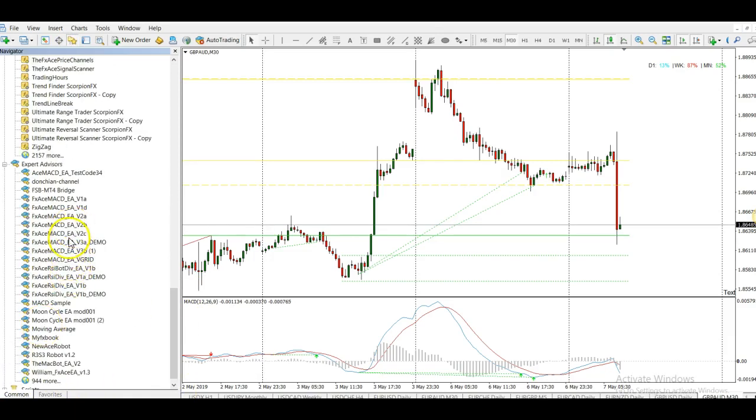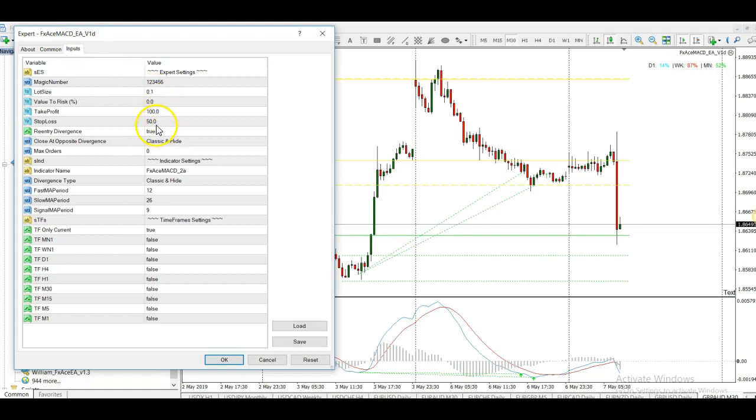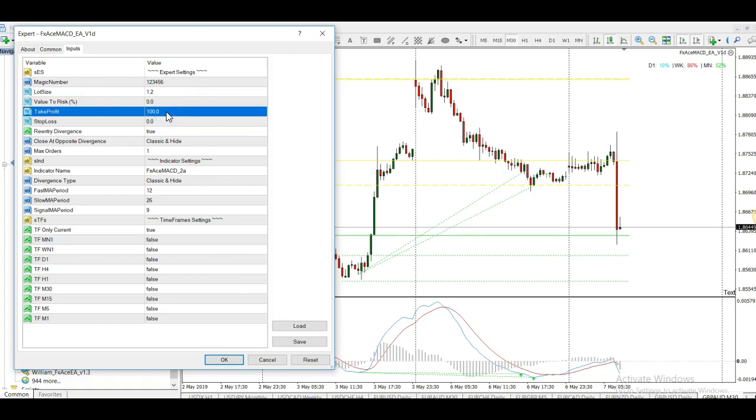Okay, so expert advisors, MacBot EA, we're going to look long, allow live trading inputs. Stopping this will be the close it opposite divergence. Max order is 1, and do 1.2, 100 lots.